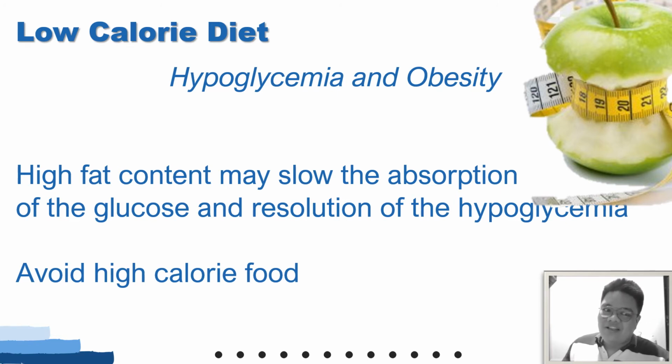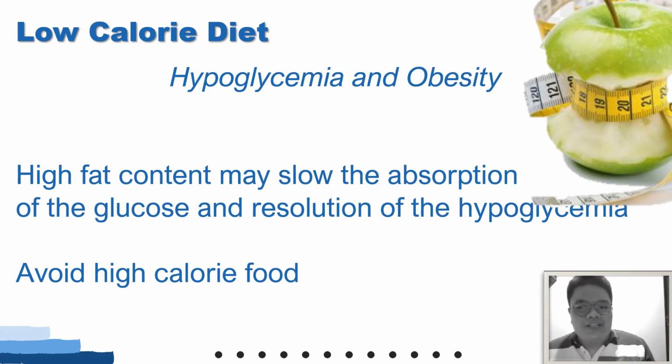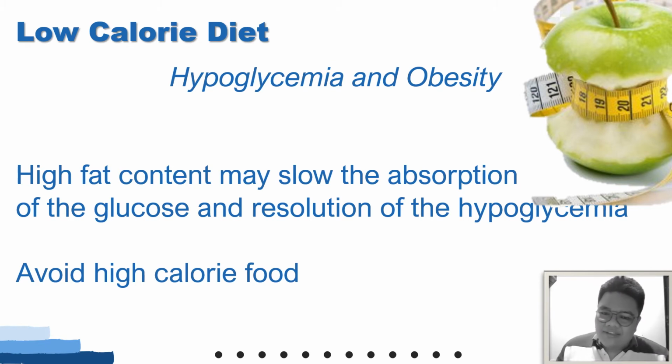Look at this. Low calorie diet is indicated for a patient with hypoglycemia. Oops, hypoglycemia but low calorie diet. Okay? And of course, obesity. You understand, obesity needs to reduce calories because more calories, more fats. But how come, class, a hypoglycemic patient would need to have low calorie diet?